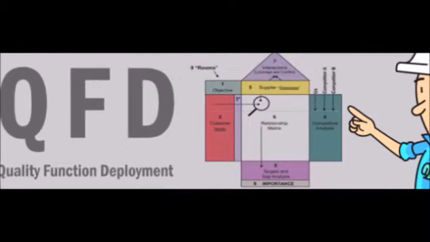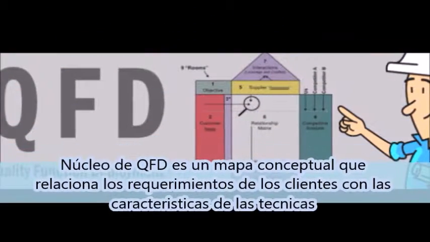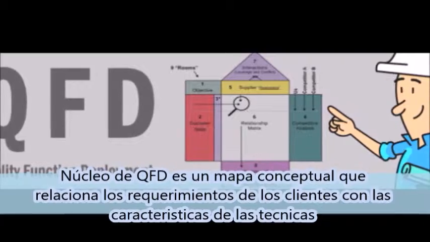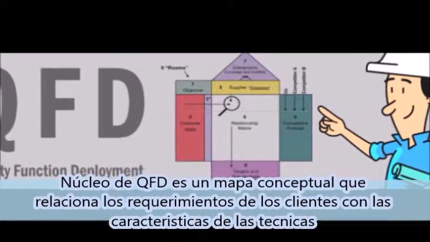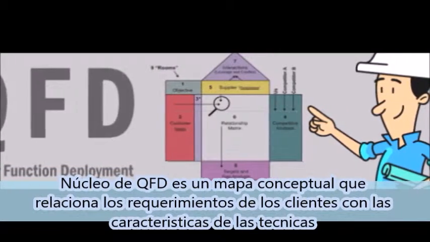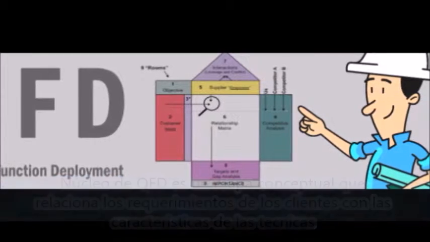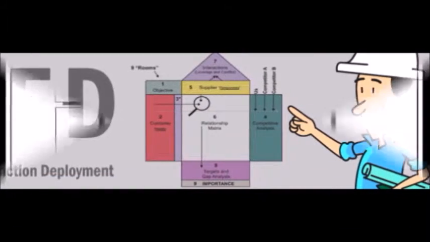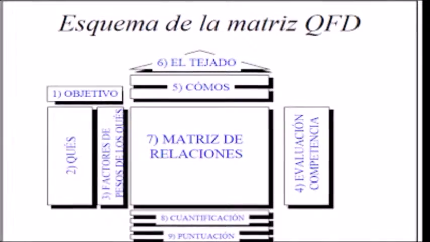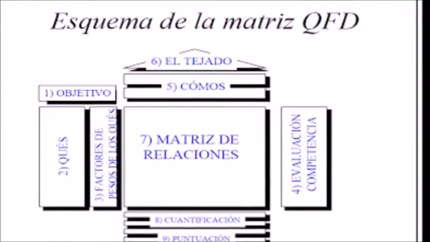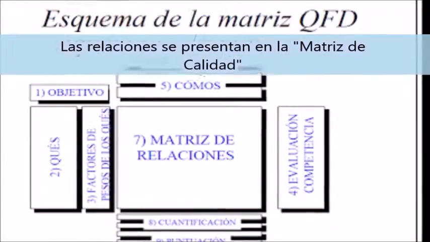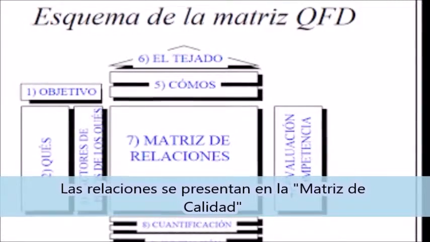The core of the QFD is a conceptual map that relates the requirements of the clients, which we abbreviate CR, with the technical characteristics, TC, necessary to satisfy them. These relationships are presented in the form of the elaborate table called the quality matrix.